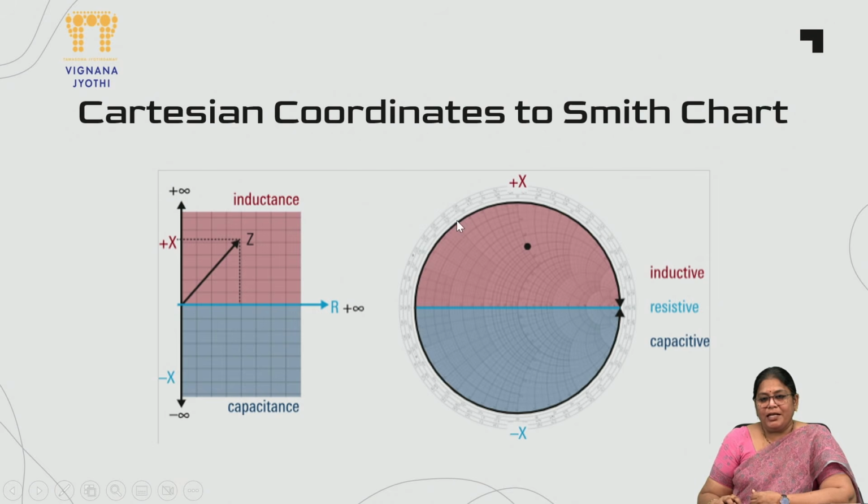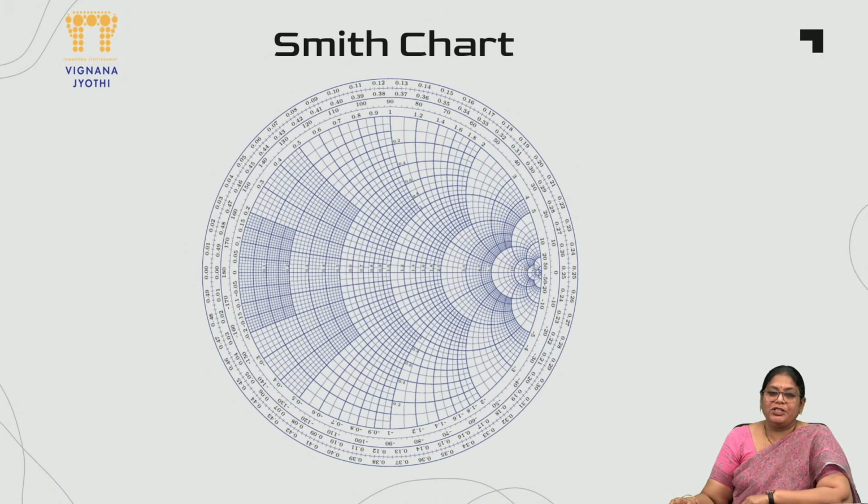When you convert it, the upper portion is your plus X and the lower portion is your minus X, inductive or capacitive, and the line separating these two portions happens to be your resistive line. This is how a Smith chart looks. At first glance, you can see there are a lot of circles, lines and values indicated on this particular Smith chart.